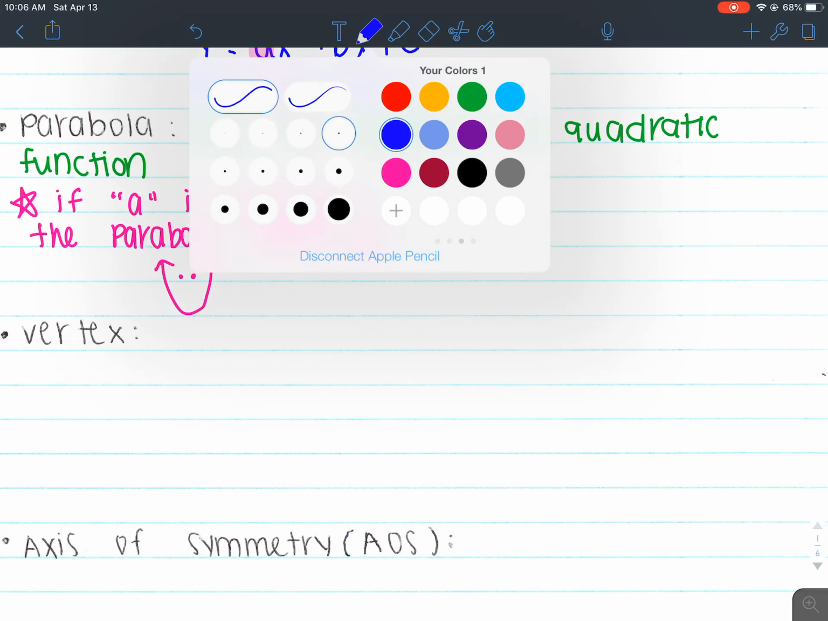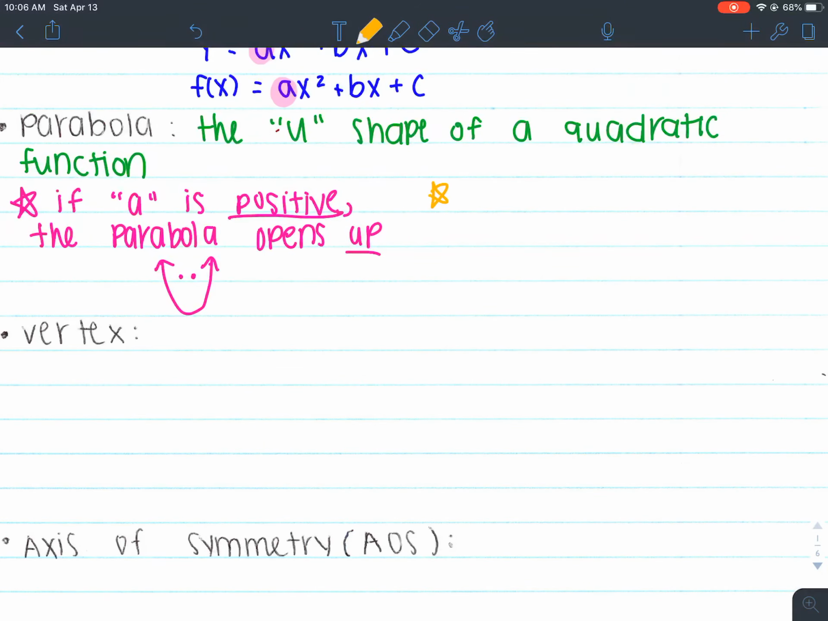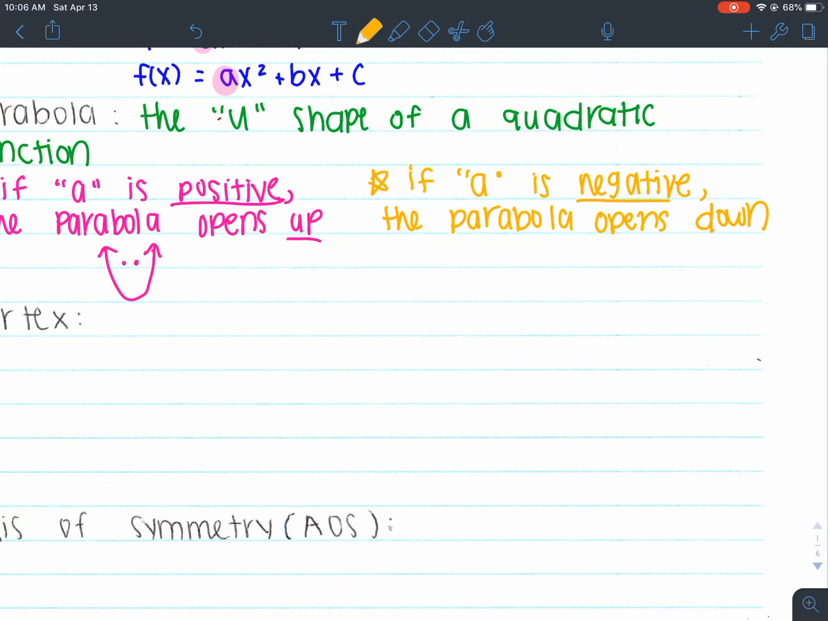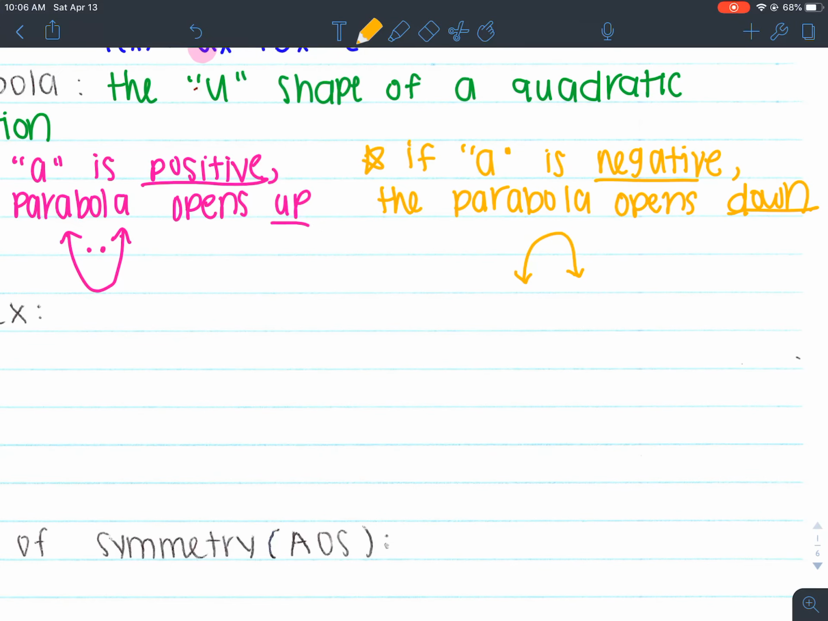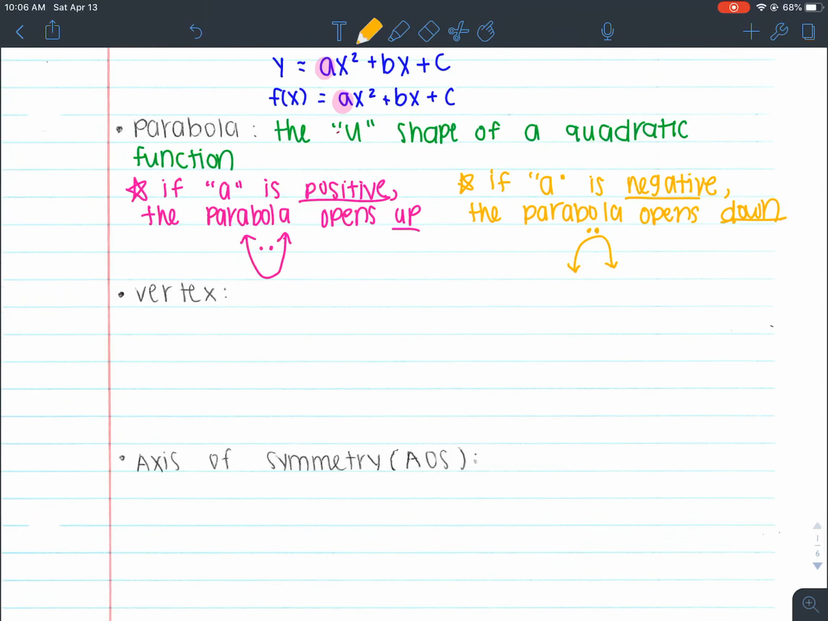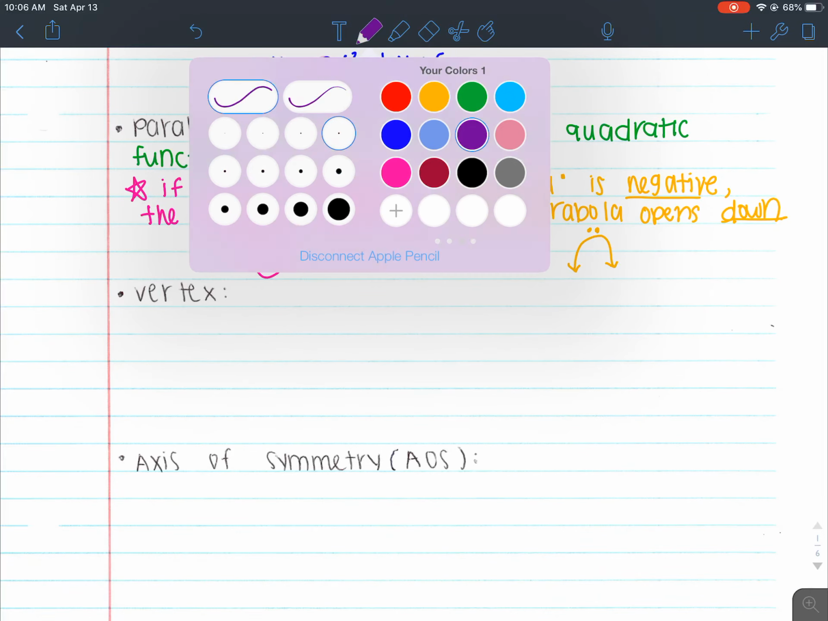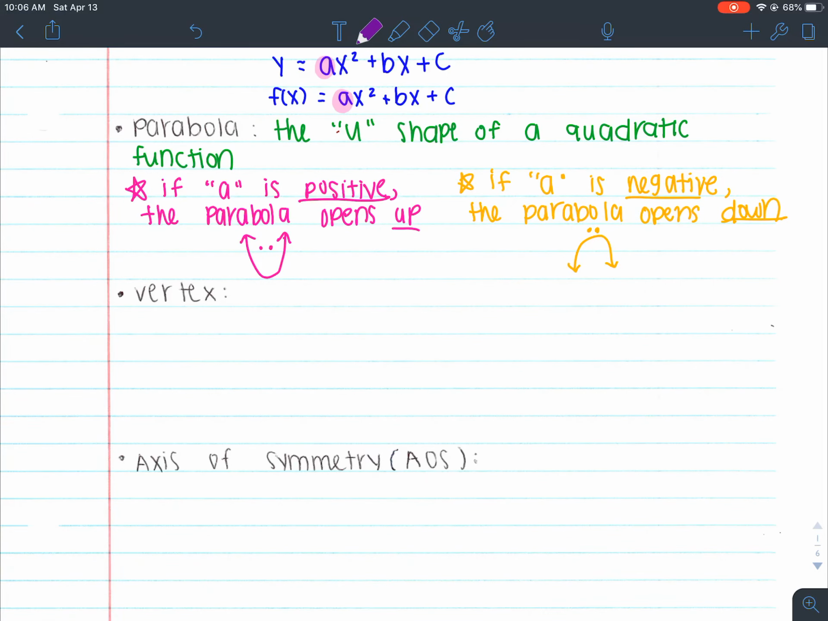Now, let's use yellow. If a is negative, the parabola opens down. It doesn't close down. Parabolas still get wider and wider, but it's like a sad face. Negative, it's going to face down. So that's an easy way to remember. If that's the only way you remember, whatever works for you.